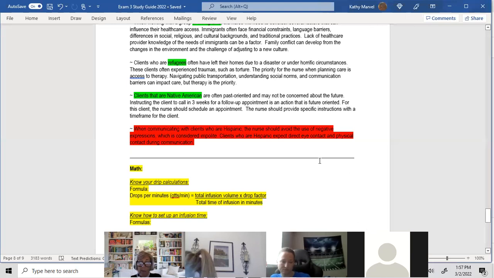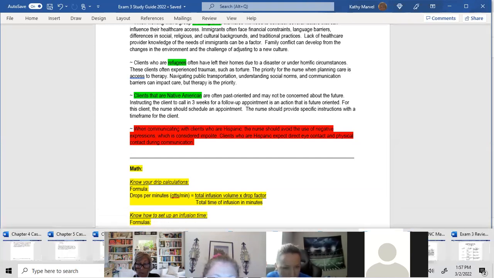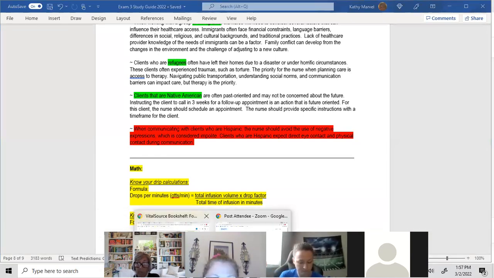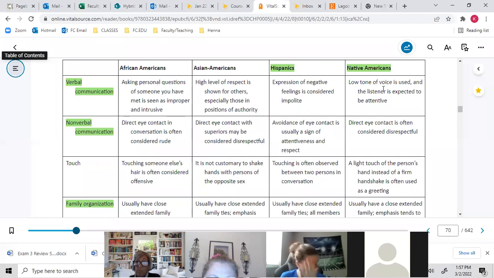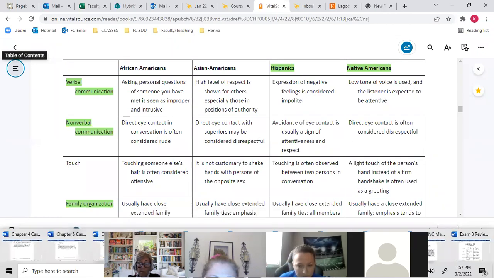Avoid the use of negative expressions. Anybody can jump in here and help here, which is considered impolite. Okay, so it wasn't that part. I think it was the second part.